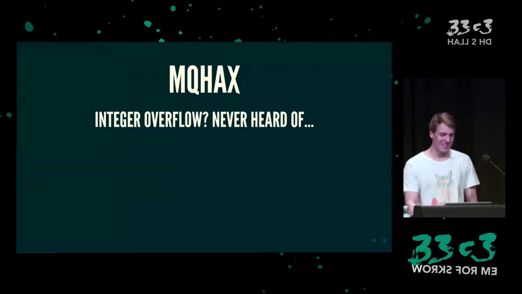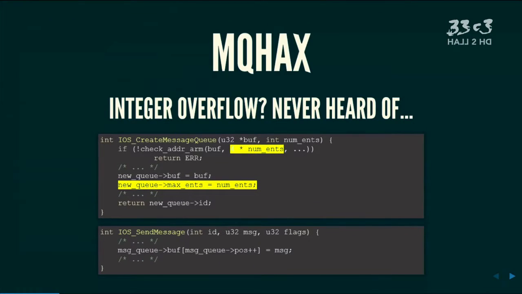And let's look at the code again. So there's this syscall, it's called create message queue. You pass it a buffer and the number of buffer entries. And what they assumed was that each buffer entry is 4 bytes. So when they check the address range, they just multiply the number of entries with 4 bytes. So does anyone see the integer overflow here? And the other nice thing is that they just use the number of entries for the maximum number of entries for the message queue. And our write primitive, again, is the send message syscall.